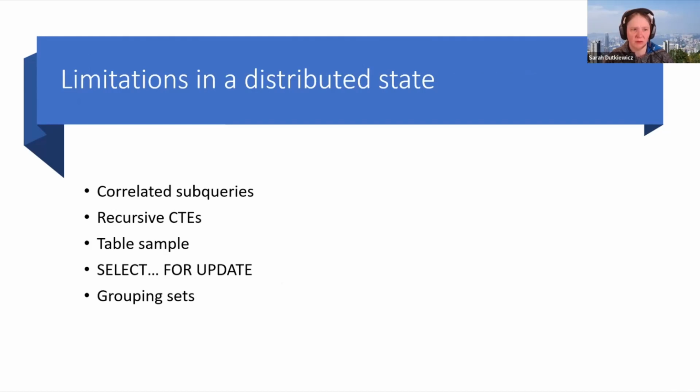When you're working in a distributed environment for Postgres, be it for Azure Cosmos DB for Postgres or using Citus on your own, you'll run into issues with correlated subqueries, recursive CTEs, table samples, select for update, and grouping sets.